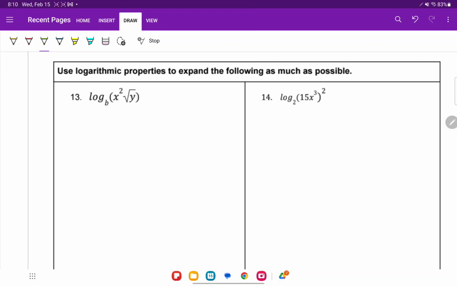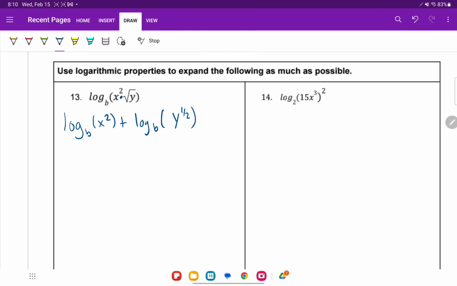Okay, so whenever I do these types of problems, the first thing I do is I expand them through addition. So the product property. So right here, we see they're being multiplied. So I'm going to start by separating them into two different logs using a plus sign. So log base b of x squared plus log base b. Now the square root of y, I'm going to automatically convert that to the 1/2 power because we know that's what it equals. Okay, so that's our first step in expanding.